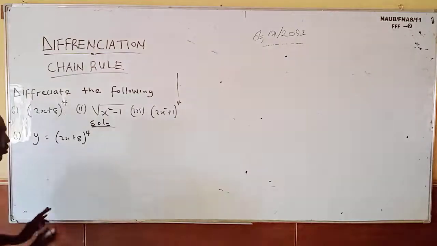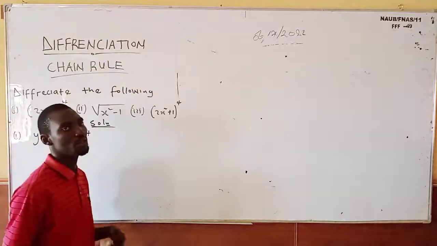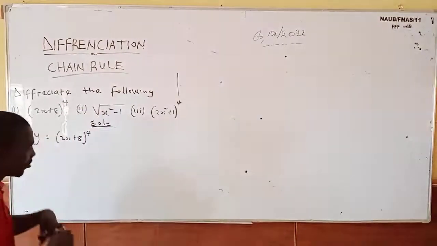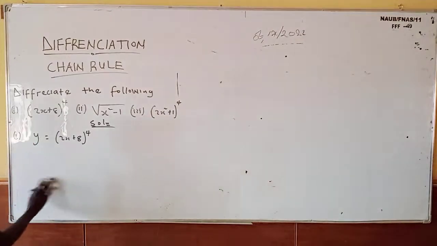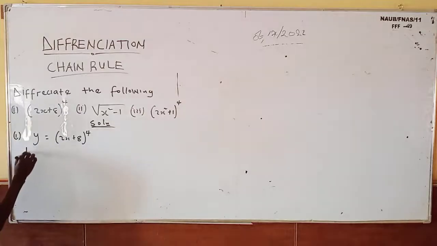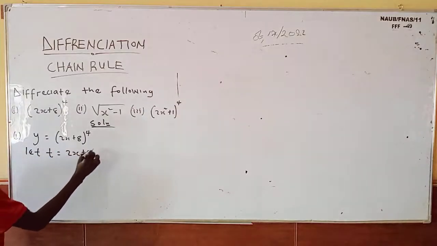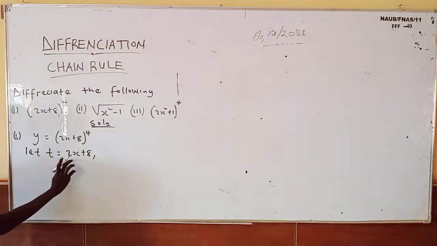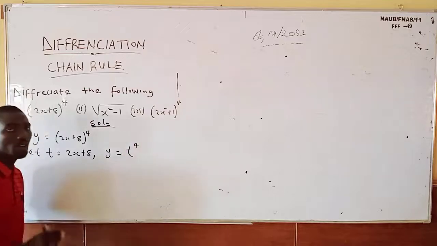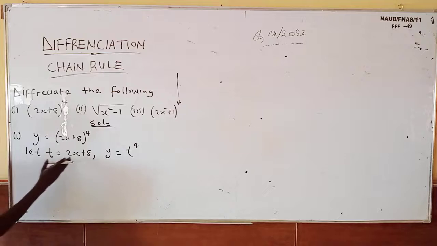First thing you are going to do is say let u. But is it all the time you are going to be making use of u? You can also use another letter. You can use t, you can use w, you can use anything. So this time around, let me use t for you. Let t equal 2s plus 8. So if t is equal to 2s plus 8, then it means y is equal to t to the power of 4. So the next thing is to differentiate t in respect to s.